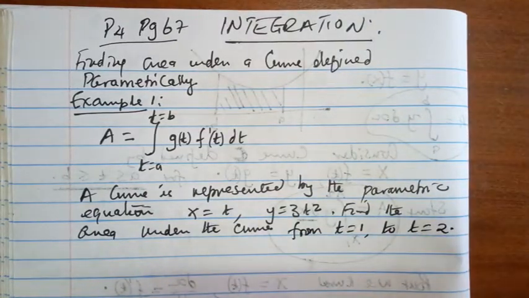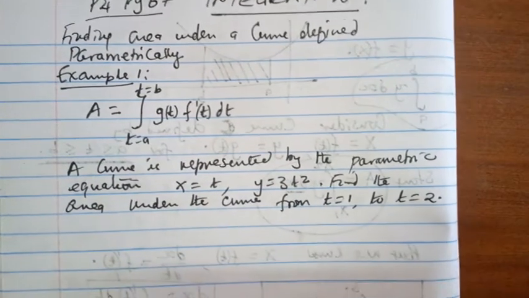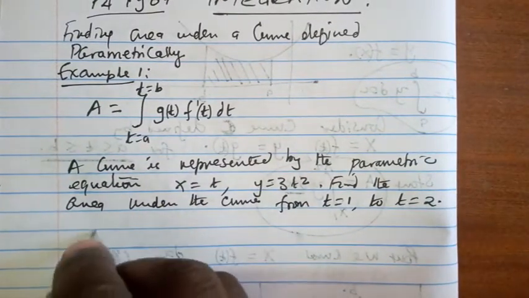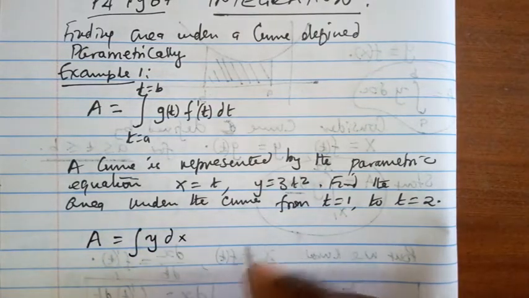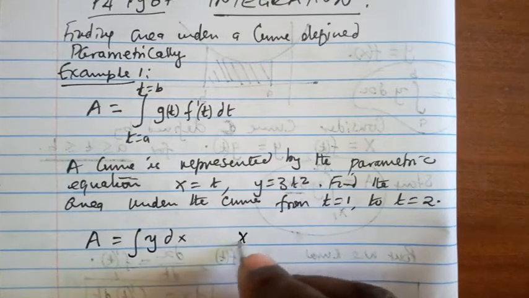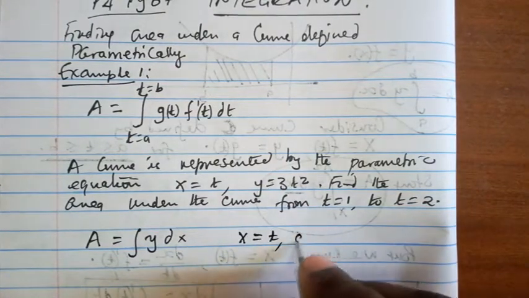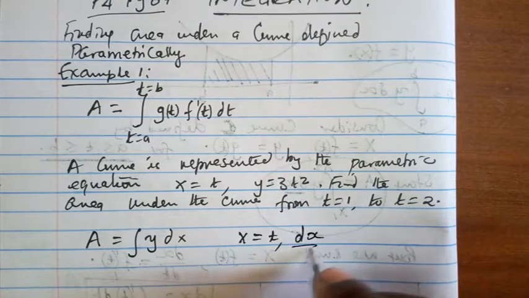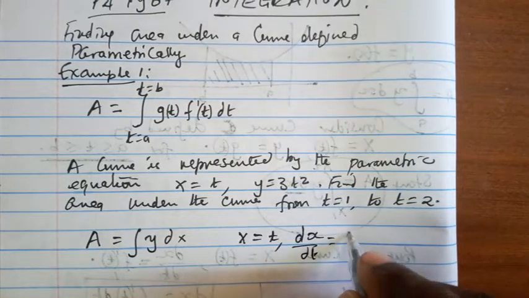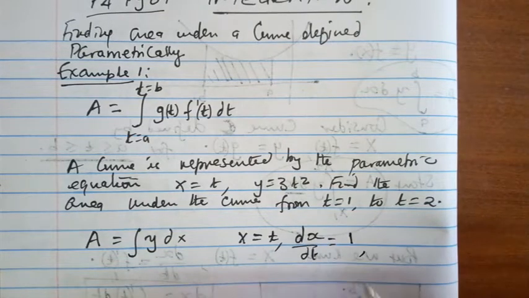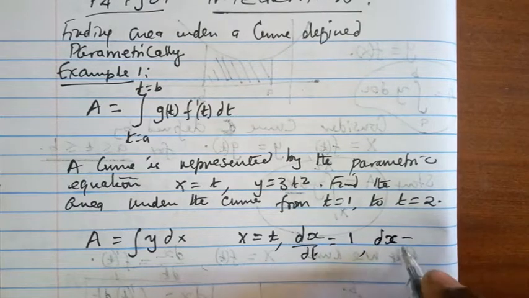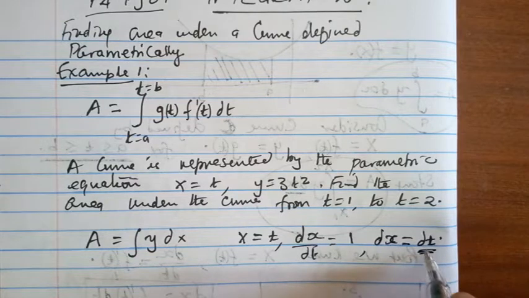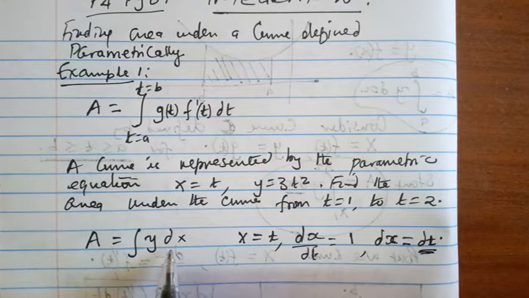Those are the limits. And of course, as understood in video 1, we start with the general formula. A equals the integral of y dx. At this particular point, we know x equals t, and therefore dx/dt is going to be equal to 1. So we can make dx the subject of the formula and say, after cross multiplying, dx equals dt. This will help us a great deal in substituting for dx.